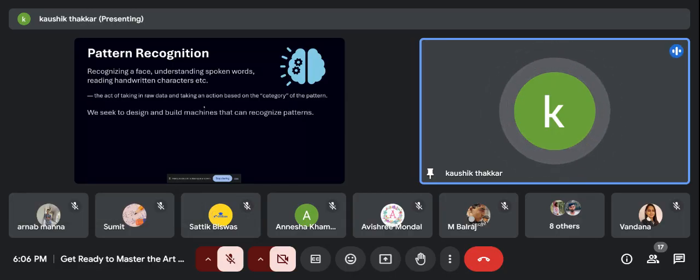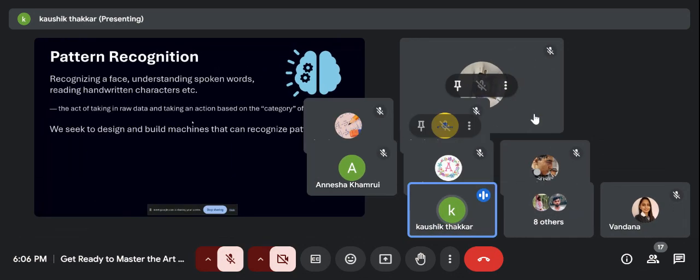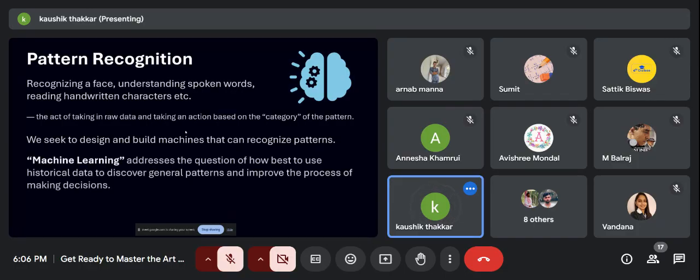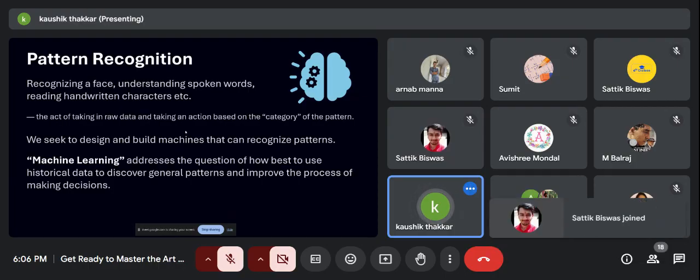Now what we are focusing on is, we seek to design and build machines that can recognize patterns as well, right? And this is very interesting, and this is possible by the combination of maths, statistics, and computer science. The natural cognitive ability that we have of recognizing patterns, we can instill into machines as well. Machine learning is a field that addresses the question of how we can use our historical data to discover general patterns and improve the process of making decisions, right?